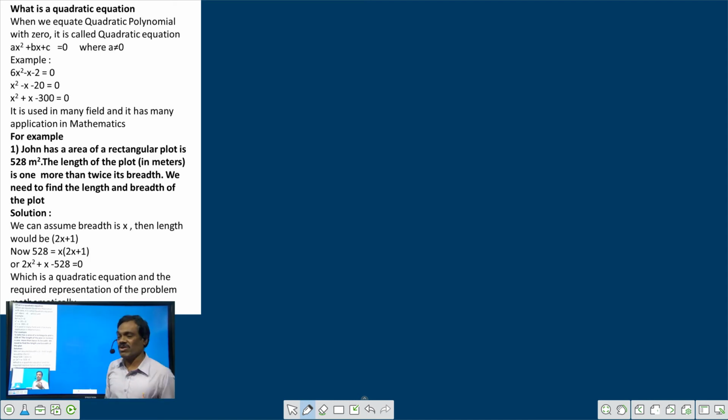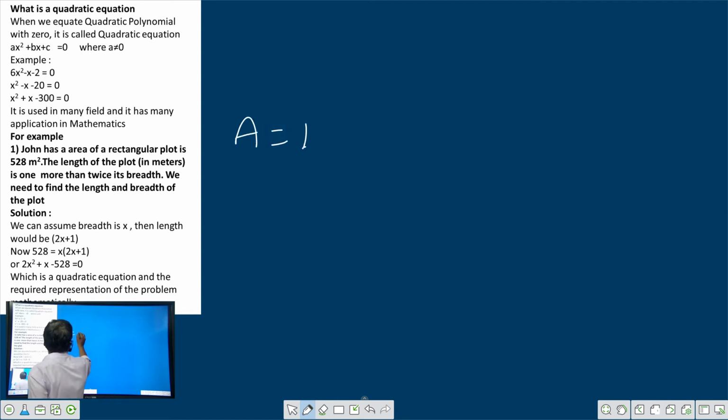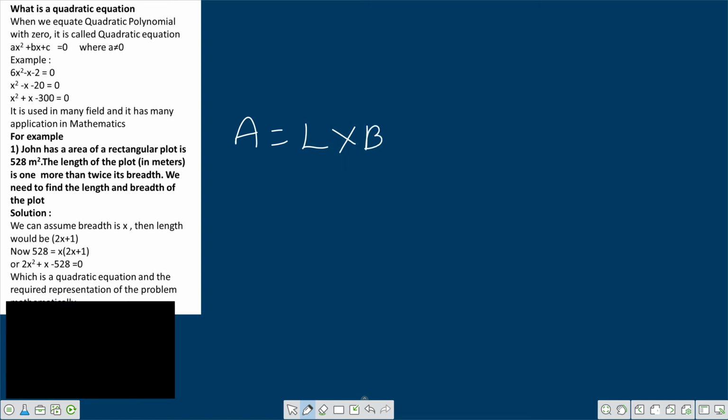That means we satisfy our question. What is our question? This is our question. By reading the question, as I told you, this is an equation in one variable. So I am assuming one variable, the breadth, as x units. Here the units are given as meters. Length will have its units, and breadth is nothing but a length only, so it will also have a unit in meters. So the area of a rectangular plot is length into breadth, where L stands for length and B stands for breadth.